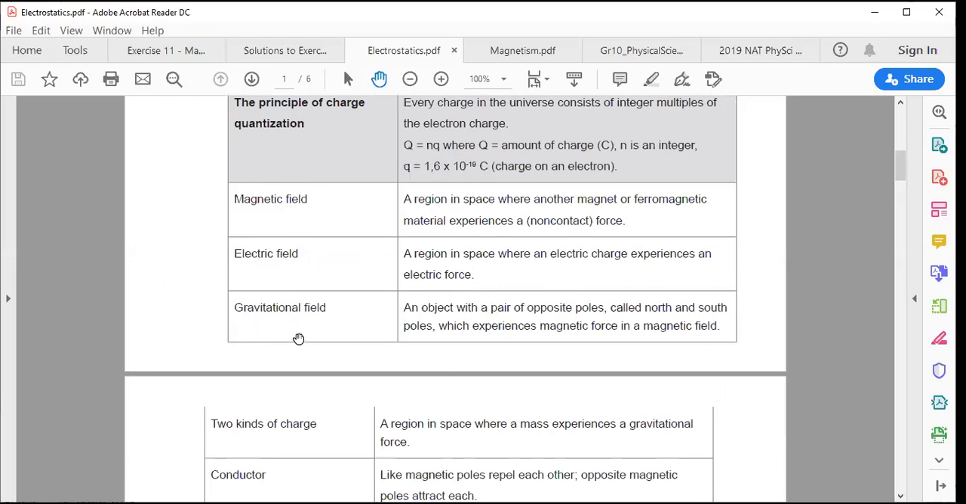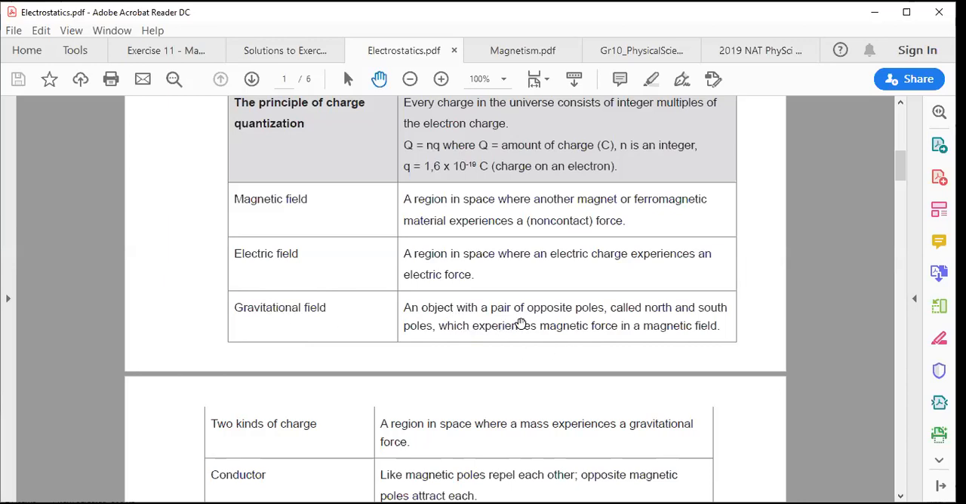Then we have any object that has mass, it will have a gravitational field. Like the earth has mass. That's why around the earth there is a force of gravity. The moon has a mass too, so you'll also experience a force of gravity, or you'll have a gravitational field around it. If you are around it, you'll be pulled by that gravity.